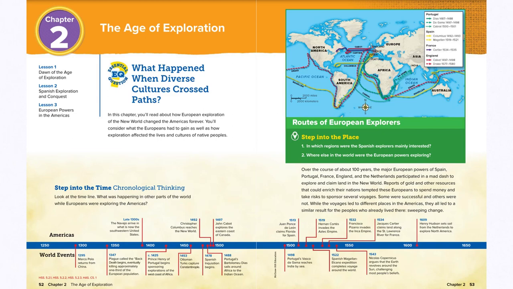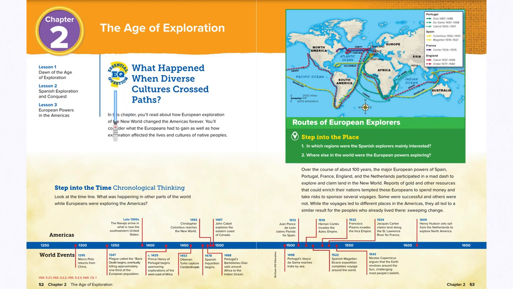Hi class, today we are going to be reading an overview of Chapter 2, our newest chapter. Now there's going to be 3 sections in this chapter. Lesson 1 is going to be the dawn of the age of exploration. Lesson 2, Spanish exploration and conquest. And Lesson 3, European powers in the Americas. Today we're just looking at the chapter as a whole.